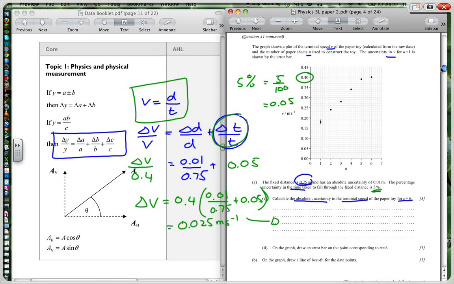So on the diagram, draw an error bar on the point corresponding to n equal to 6. So we want to put this value in here. Now firstly, we've got to be careful with our scale. How much is each one of these small little blocks here?